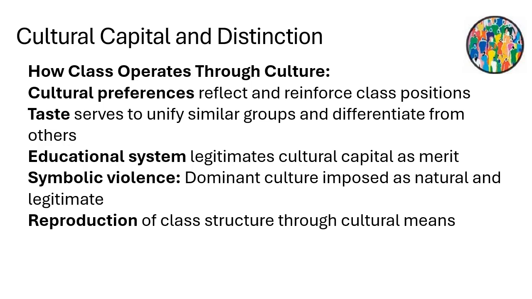The educational system plays a crucial role by legitimating cultural capital as individual merit rather than class privilege. This creates symbolic violence, the imposition of dominant culture as natural and legitimate rather than arbitrary. Through these cultural mechanisms, class structures reproduce themselves across generations, even when there's economic mobility.